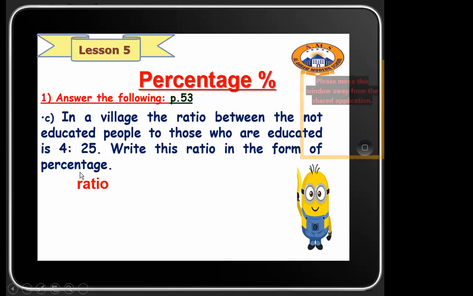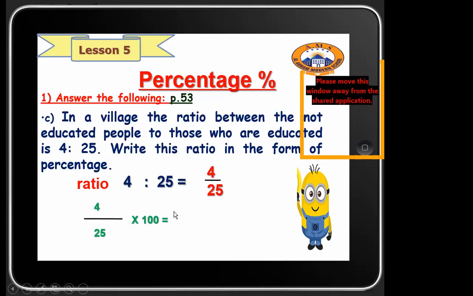So here I have the ratio 4 to 25. This is the ratio that he gave me in the exercise. You can write it in the form of the fraction 4 over 25. 4 is the number of those who aren't educated, and 25 is the total. So all I have to do is multiply 4 over 25 by 100. By using your calculator, that will give you 16 percent.